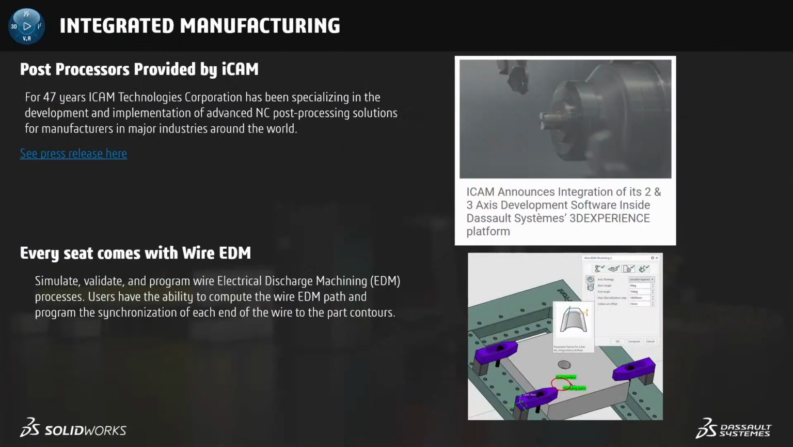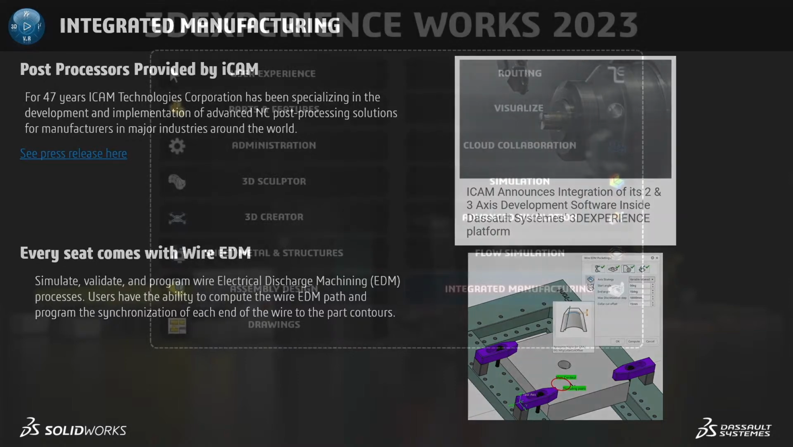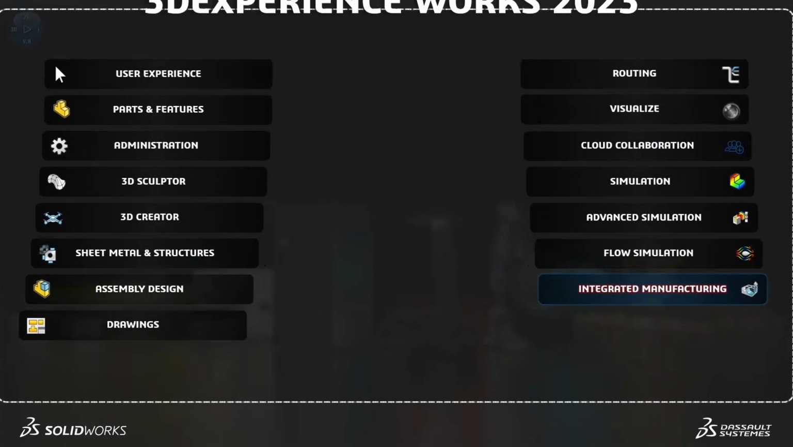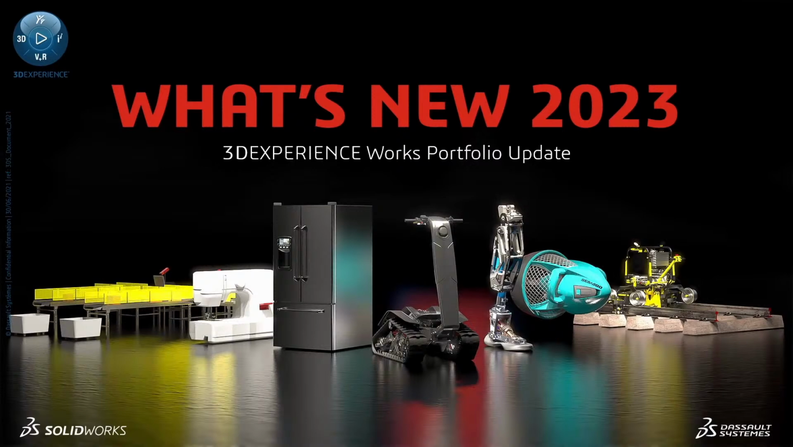And like I mentioned, those post-processors are provided for up to 3-axis by ICAM, also included with every seat, regardless if it's NC Shop Floor Programmer or the higher end ones. Every seat comes with wire EDM capabilities. So that is a wrap for what's new in 2023.